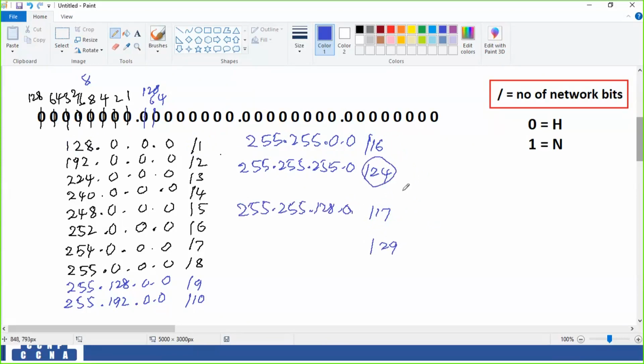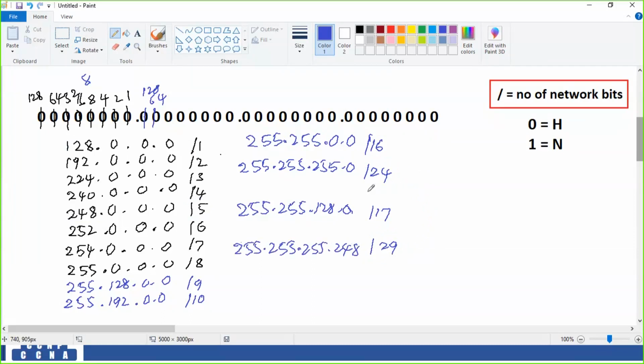Slash 29: 24 we know. For 29, how many more bits are required? 5 more bits. What is 5 bits? 128, 192, 224, 240, 248. So 255.255.255.248.